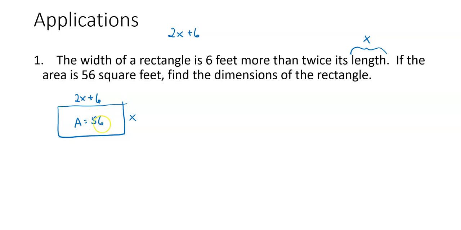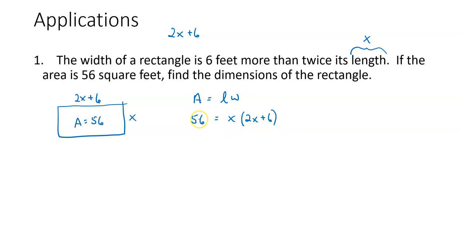Now, if you remember, the area of a rectangle is length times width. So the area is going to be length times width. Well, they told us the area was 56. So 56 is x times 2x plus 6. That's the hard part. The hard part is setting up the equation. The rest of it shouldn't be too bad.